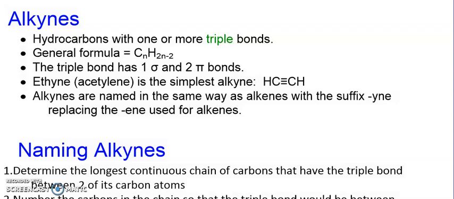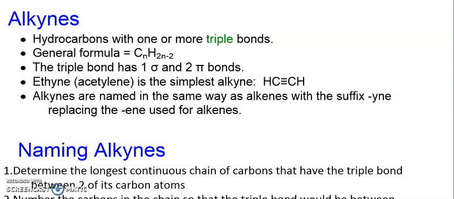This video is on alkynes. Alkynes are hydrocarbons with one or more triple bonds. So alkanes are single bonds, alkenes have double bonds, alkynes have triple bonds. The general formula is CnH2n minus 2, because every time you're adding a bond, you're going to lose two more hydrogens that would have bonded.